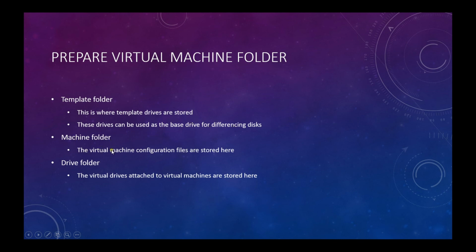In the machine folder, this is where we store the machine configuration files and nothing else. And in the drive folder is where the individual virtual drives for each of the virtual machines are stored as well. So if we use a differencing disk, the differencing files are stored in this drive folder, whereas the template, the base drive, remains in the template folder. So let's have a look at how that folder is set up on my machine.